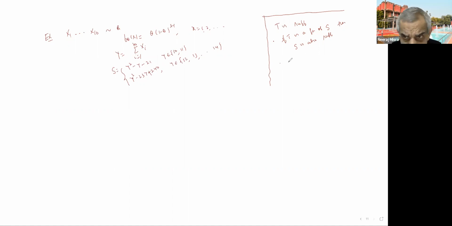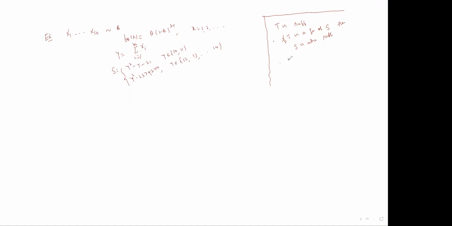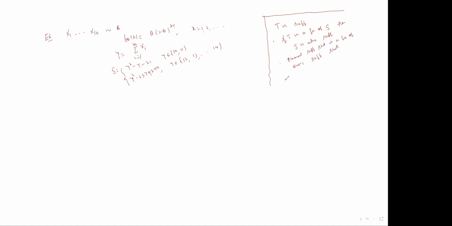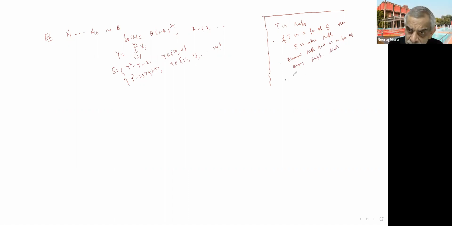Second thing: a minimal sufficient statistic is a function of every sufficient statistic. And you know that if T is minimal sufficient, and S is a one-to-one function of T, then S is also minimal sufficient.